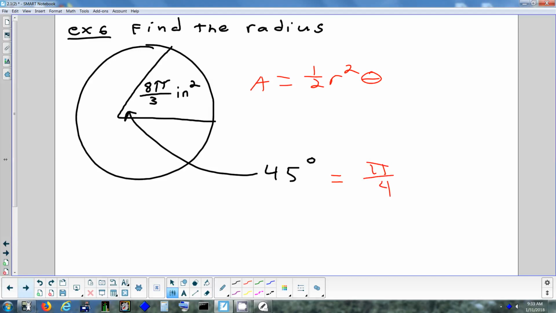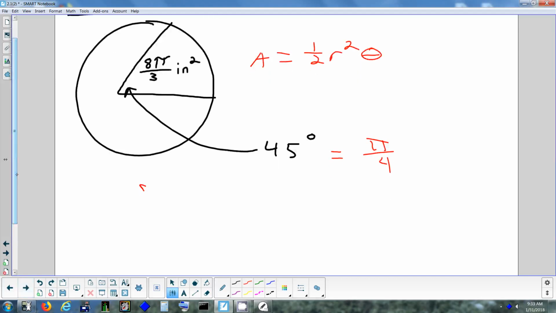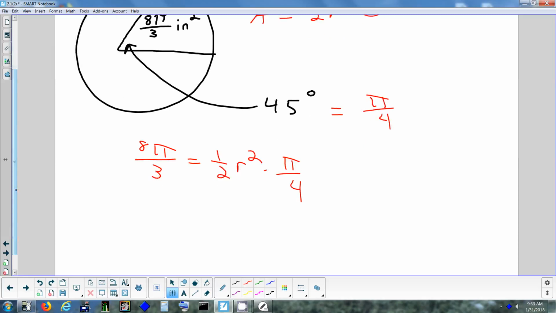Okay, now I'm ready to plug in. So I've got 8 pi over 3 equals 1/2 r squared times pi over 4. So there are a lot of things you have to get on the other side here. The 1/2, the pi, the 4, and then the square. We've got to get rid of that at the very end. But we can move one thing at a time. So let's start with pi over 4.